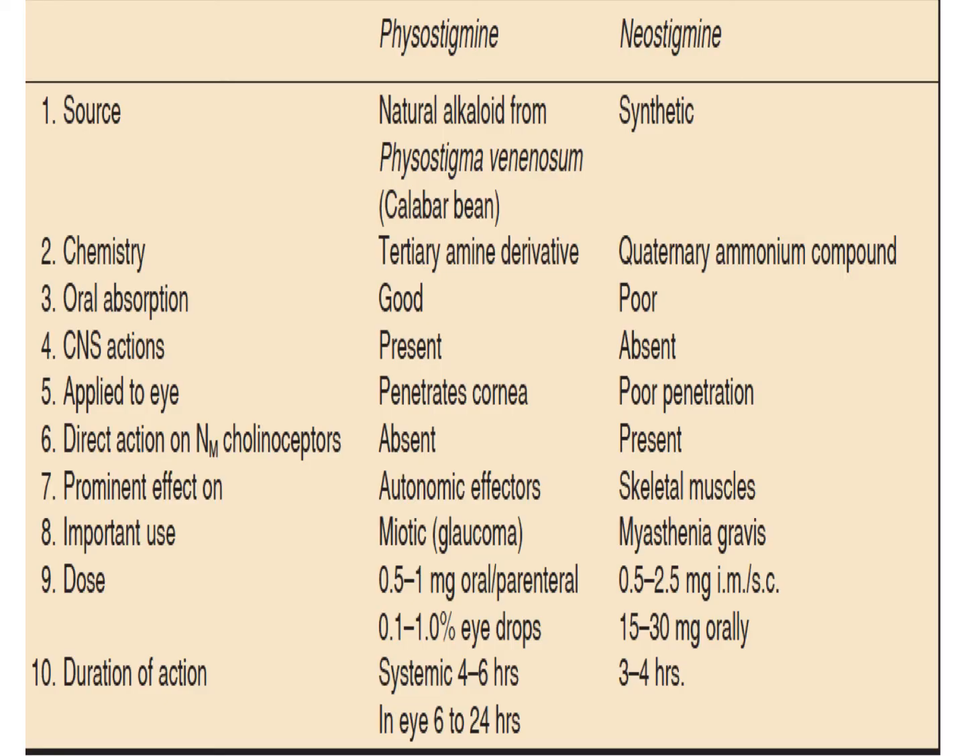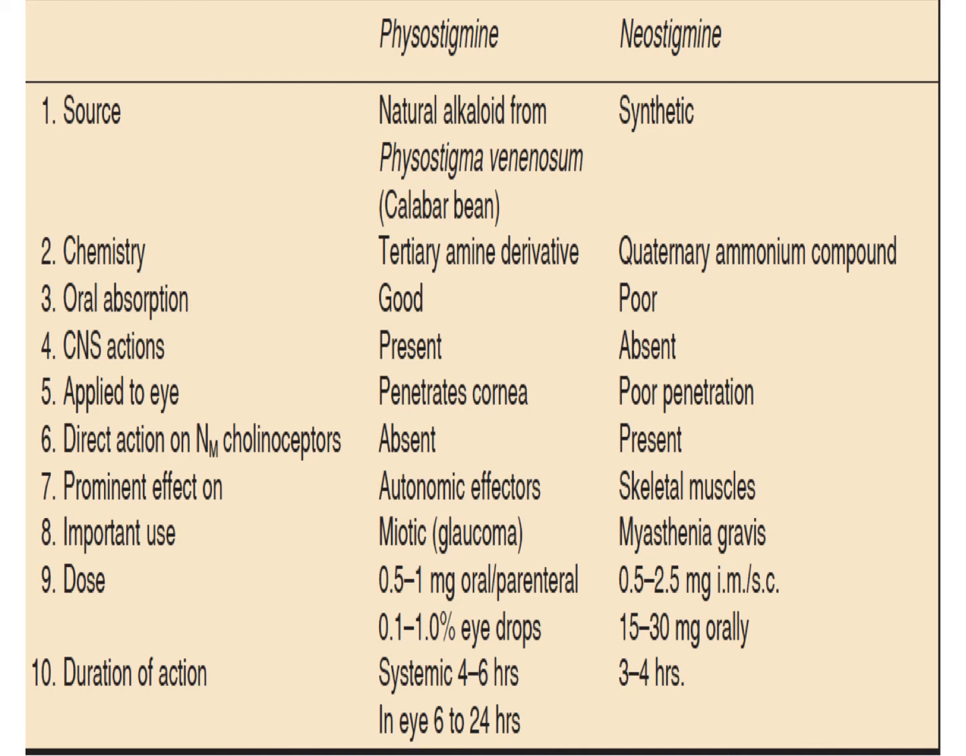Now the different anticholinesterases like physostigmine and neostigmine. Here we will compare these two drugs and their different actions and selectivity in different types of diseases depending on their chemistry. So this physostigmine is a natural alkaloid obtained from Physostigma venenosum, and the neostigmine is the synthetic one. This physostigmine is a tertiary amine derivative, so it is non-polar, but the neostigmine is a quaternary ammonium compound and is a polar one, so it will not penetrate the central nervous system.